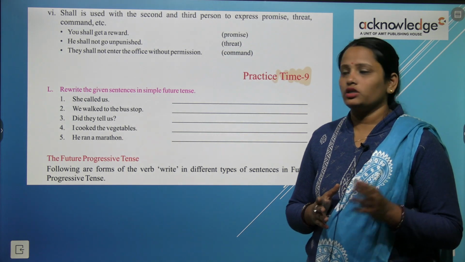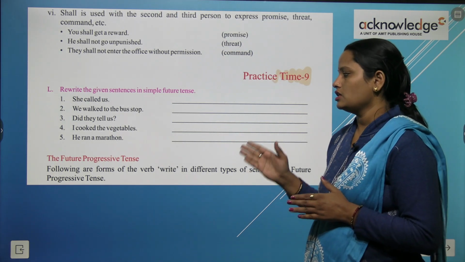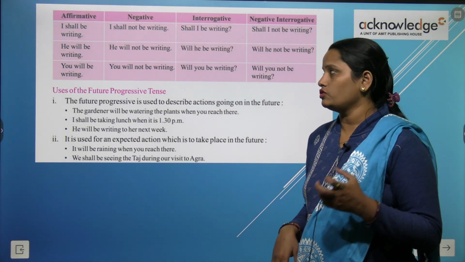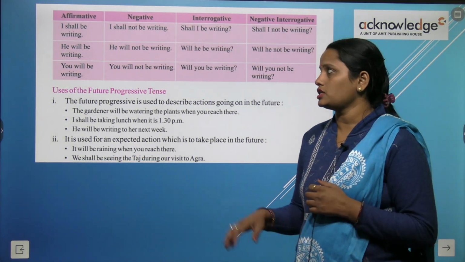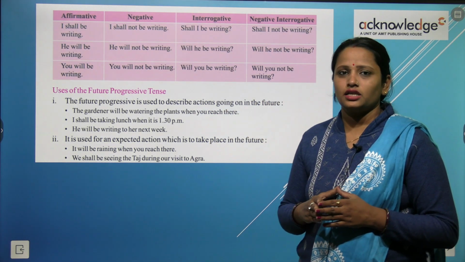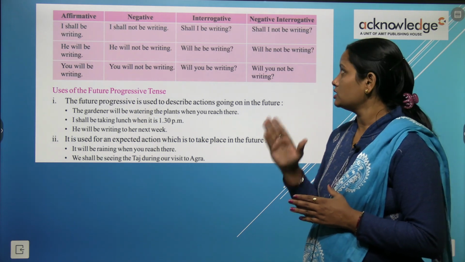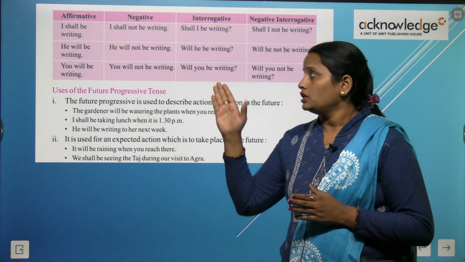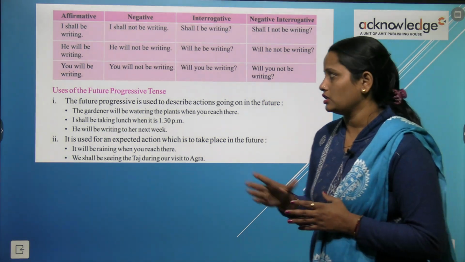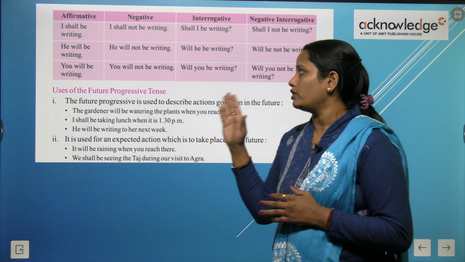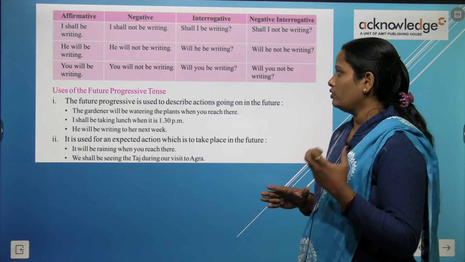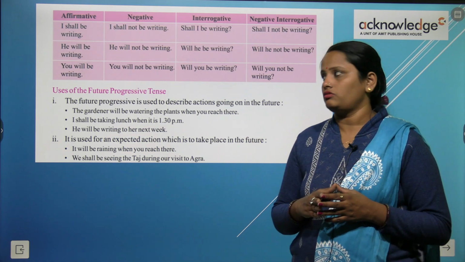Now we are going to learn about the future progressive tense. The following are the forms of verbs. Write in the future progressive tense or the continuous tense. So I shall be writing. I shall not be writing. Shall I be writing? Shall I not be writing? He will be writing. He will not be writing. Will he be writing or will he not be writing? You will be writing. You will not be writing. Will you be writing? And will you not be writing?